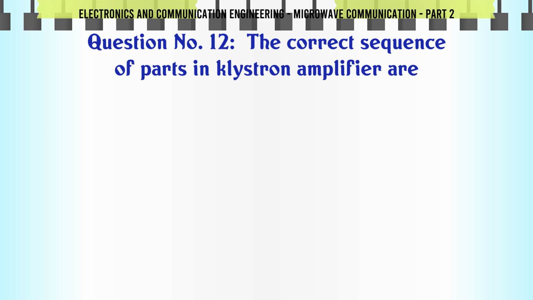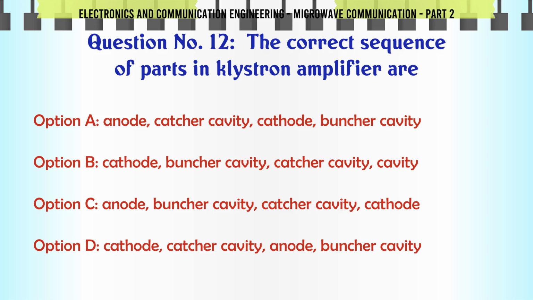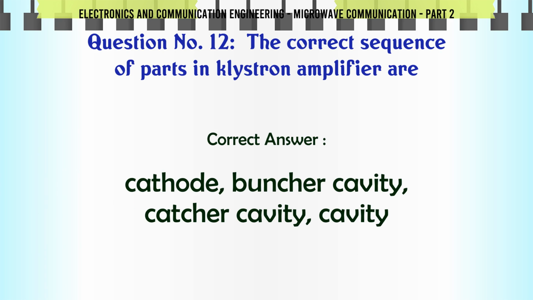The correct sequence of parts in Klystron amplifier are A: anode, catcher cavity, cathode, buncher cavity. B: cathode, buncher cavity, catcher cavity, anode. C: anode, buncher cavity, catcher cavity, cathode. D: cathode, catcher cavity, anode, buncher cavity. The correct answer is cathode, buncher cavity, catcher cavity, anode.